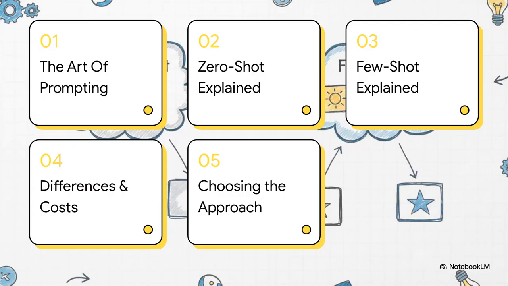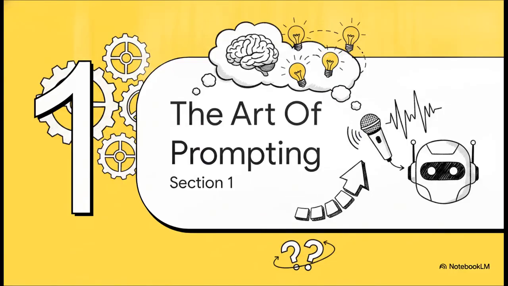So, here's our roadmap for today. We're going to touch on the art of prompting, break down both zero-shot and few-shot techniques, compare their differences and costs, and then wrap up with a framework for choosing exactly the right approach for your tasks. Let's kick things off with Section 1, the art of prompting.